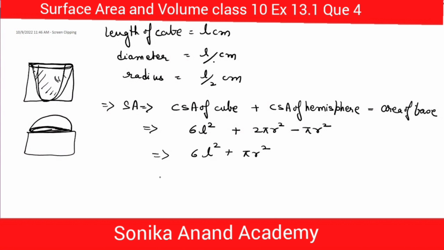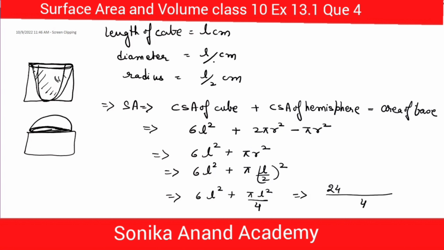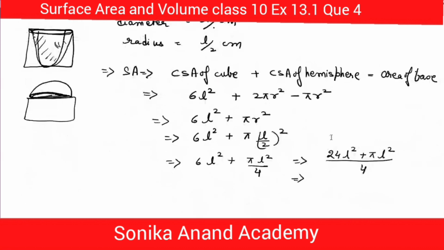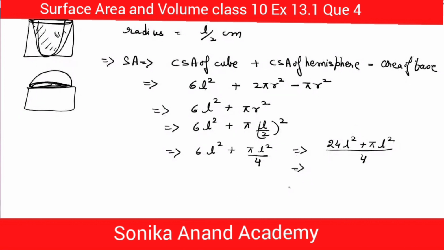So 6L square. Now in place of pi, in place of r, we write L by 2 whole square. Clear? 6L square plus 22L square by 4. Now we take the LCM. 24L square plus 5L square. Now we take common. So L square by 4 we take common. So we get 24 plus 5.